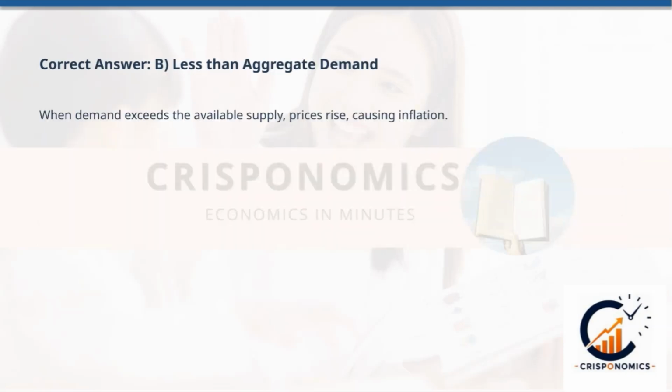When demand outpaces the available supply, prices start to climb, and that's what we call inflation. It happens because there's more money chasing fewer goods. In other words, the quantity supplied is less than the total demand in the economy. This imbalance pushes prices up, affecting everything from groceries to gas. Understanding this relationship helps us see why inflation can spike when demand runs ahead of supply.